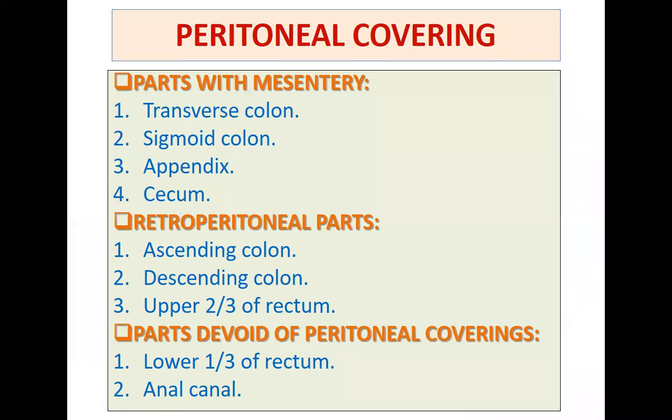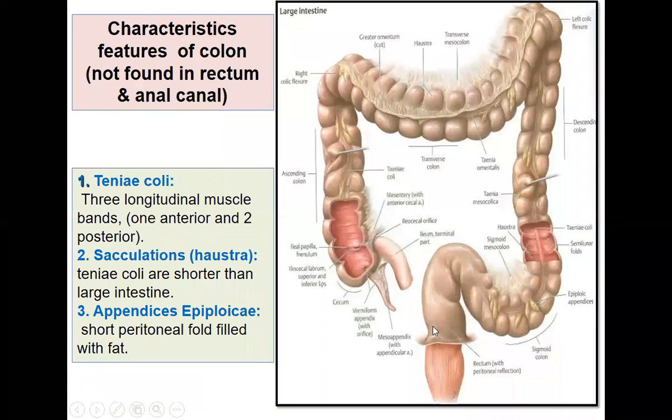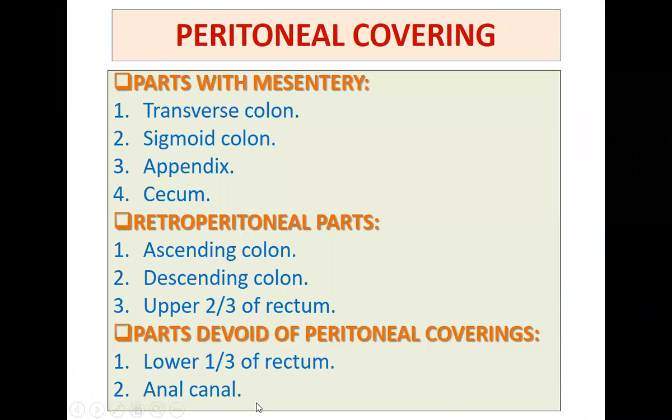Then the parts which are totally devoid of peritoneal covering, so they are not even retroperitoneal. They are not at all covered by peritoneum. Those are the lower one third of the rectum and the anal canal. If you see this picture, this is the peritoneal fold. It comes out from this part and doesn't cover the lower one third of the rectum or the anal canal. So these two parts are totally devoid of peritoneal covering.